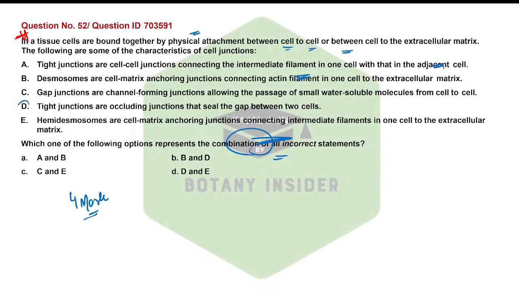See, option D is for sure correct because it is the tight junction that seals up the gap. So I can eliminate option D. And option A is wrong because it is saying that it connects the intermediate filament. So statement A is wrong. Statement D is the correct one in terms of the normal facts, right? So my answer for the question will be option A only.